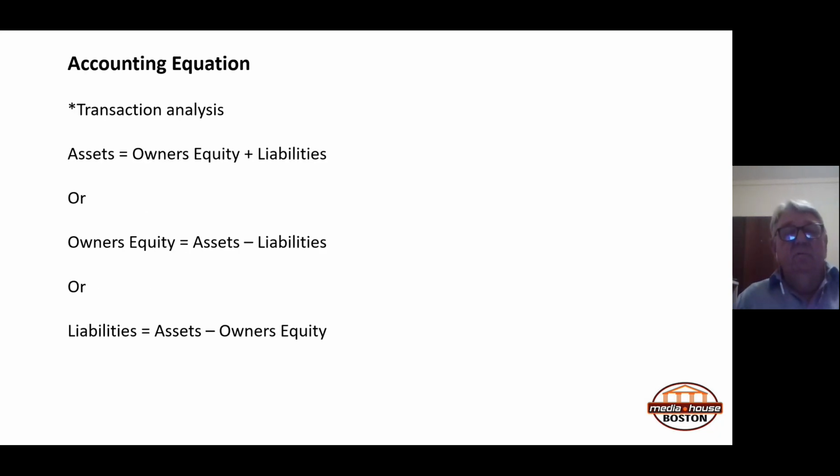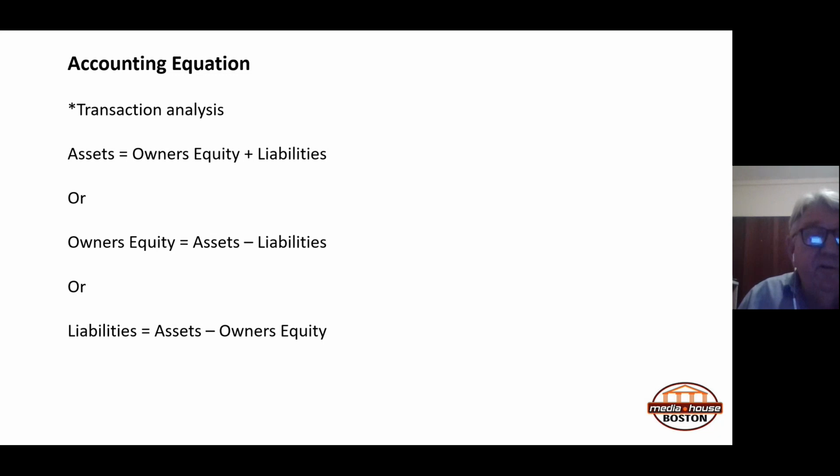Okay, so now we're going to go over what is called the accounting equation. If we look at the accounting equation, it says assets is equal to owner's equity plus liabilities. Whenever you take your accounts and classify them as assets, owner's equity and liabilities, this accounting equation will balance, or should balance.